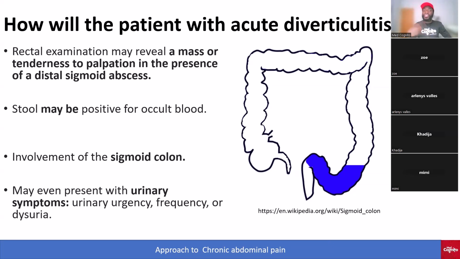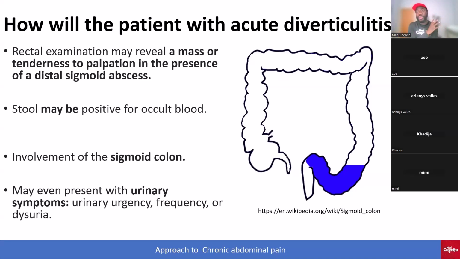And so if it presents with suprapubic pain, what can also happen is that it can be rubbing on top of the bladder. Because it rubs on top of the bladder, the patient may also present with urinary frequency, urinary urgency, and even pain with urination. That is dysuria.